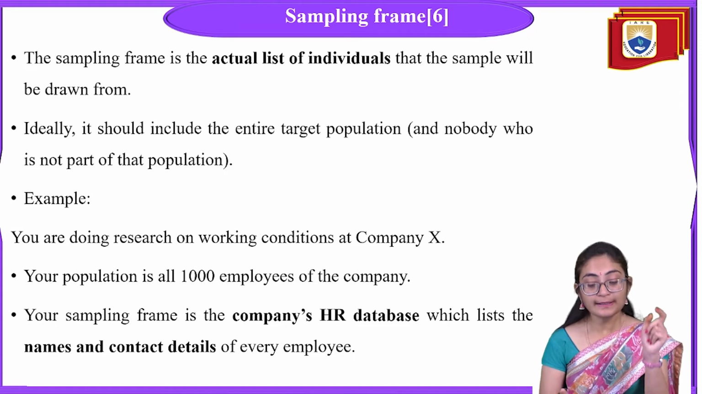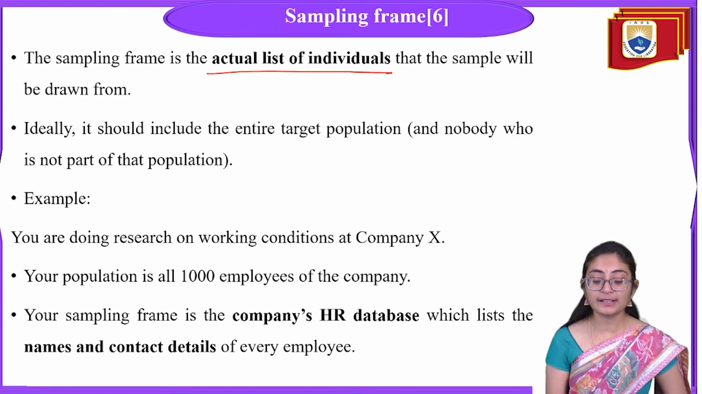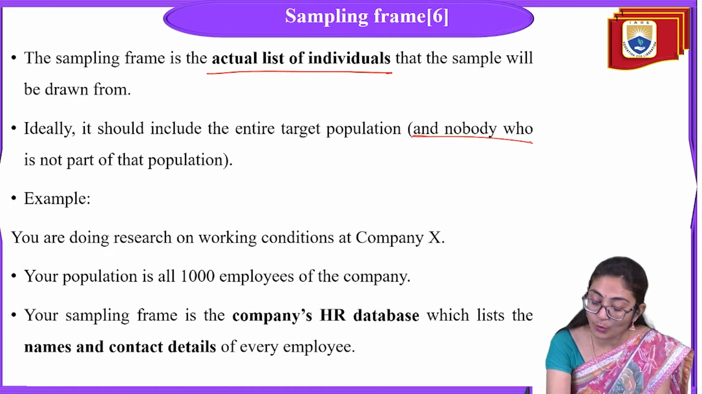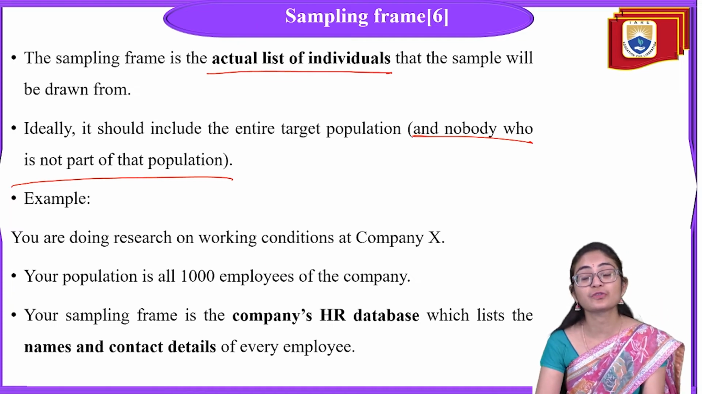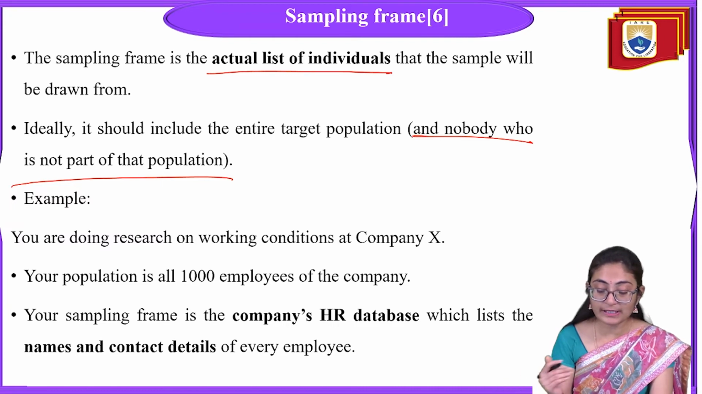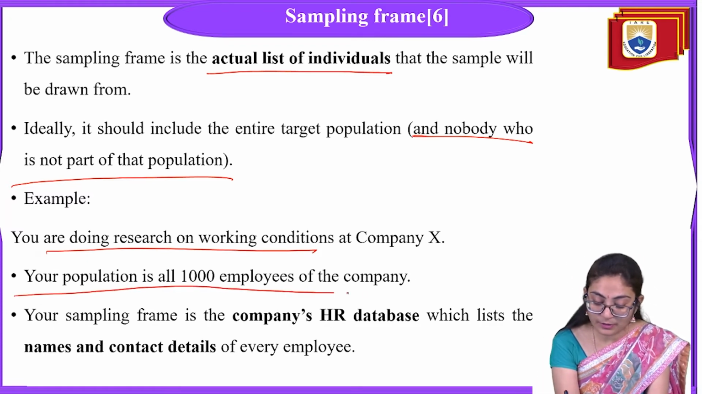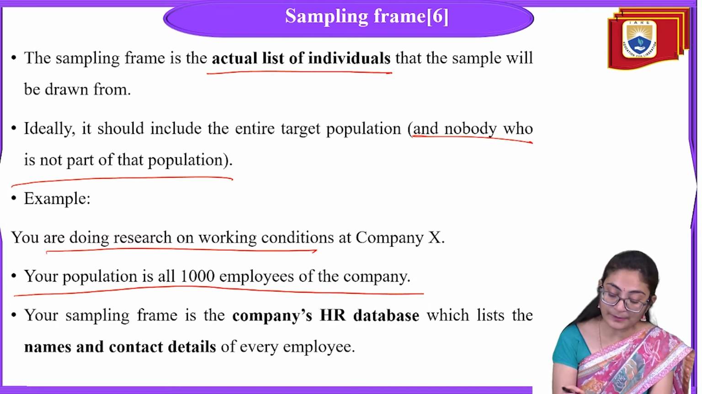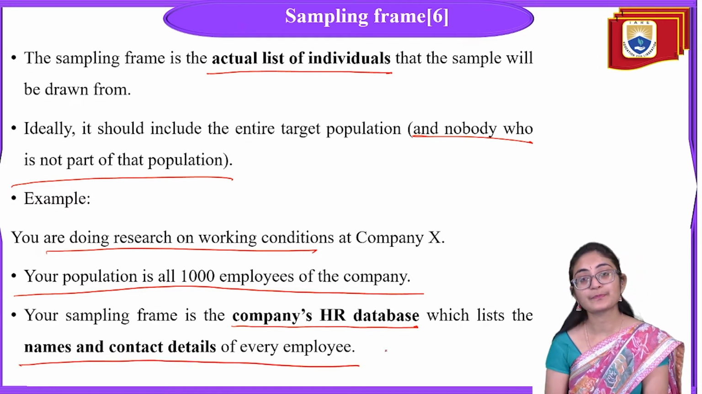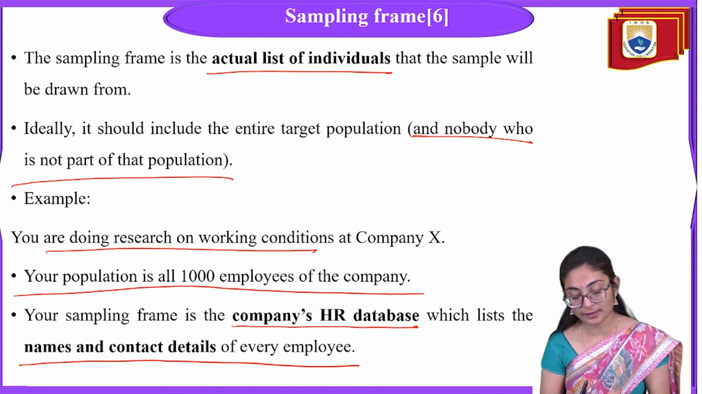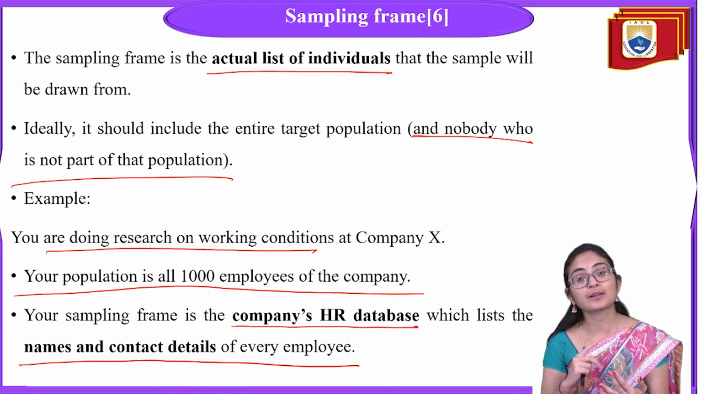Now, sampling frame. The sampling frame is the actual list of individuals that the sample will be drawn from, and ideally it should include the entire target population and nobody who is not part of that population. Just take the example: you are doing research on working conditions at company X. Your population is all 1000 employees of the company, and your sampling frame is the company's HR database, which lists the names and contact details of every employee.